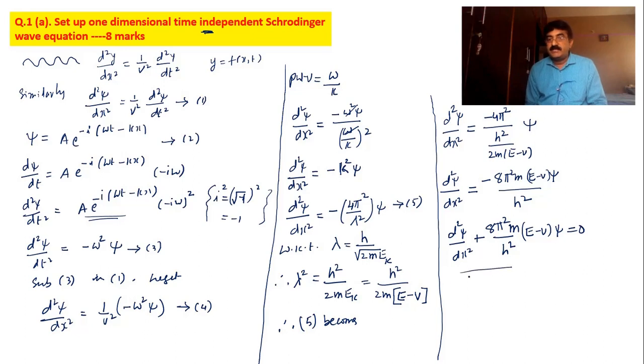So this is our Schrodinger one-dimensional equation. One dimension because I have only dx square here. Time independent because in the final formula there is no t parameter. I hope you got this derivation. This is one of the important derivations, dear students. Let me go to the next question now.